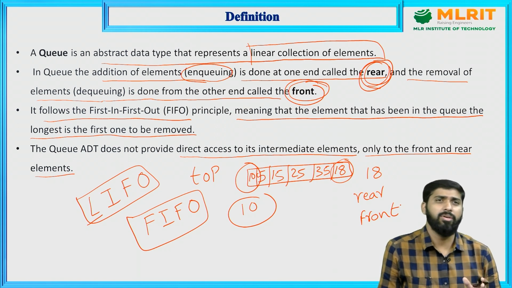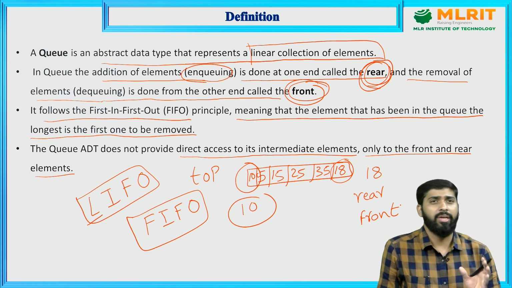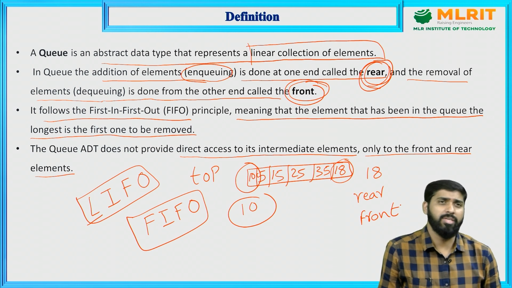So this is the definition of Queue. What is Queue? Queue is a linear data type. We insert the element, the function is called enqueue, with the help of one variable called rear, and deleting an element from the Queue is known as dequeue, and the deletion is made using a variable known as front. Queue follows the first in first out principle. So this is the definition of Queue.